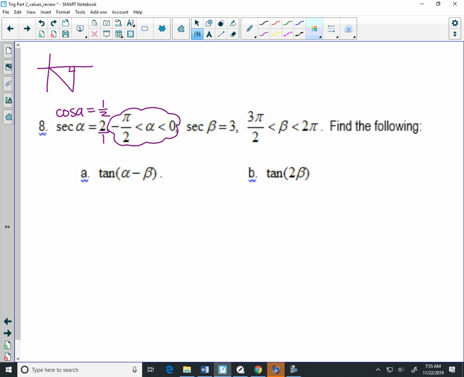Cosine is adjacent over hypotenuse. Sorry, not little h. So here's our adjacent, here's our hypotenuse. Hey, does that look familiar? It should. You can absolutely do the Pythagorean theorem here, and if that is what keeps you comfortable with these problems, that's fine. But if cosine is 1/2, then sine is radical 3 over 2.